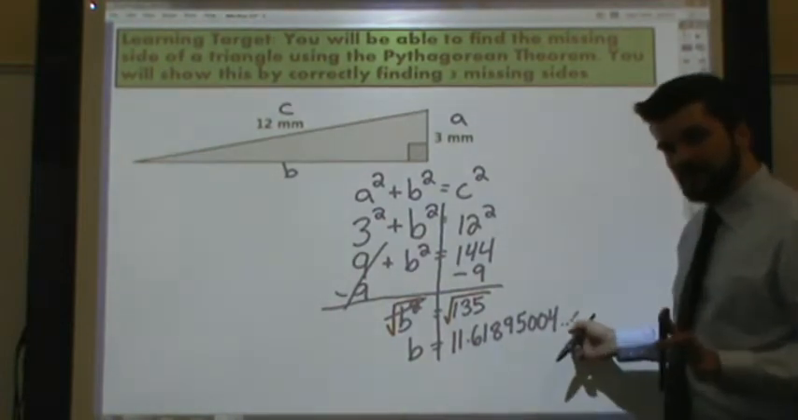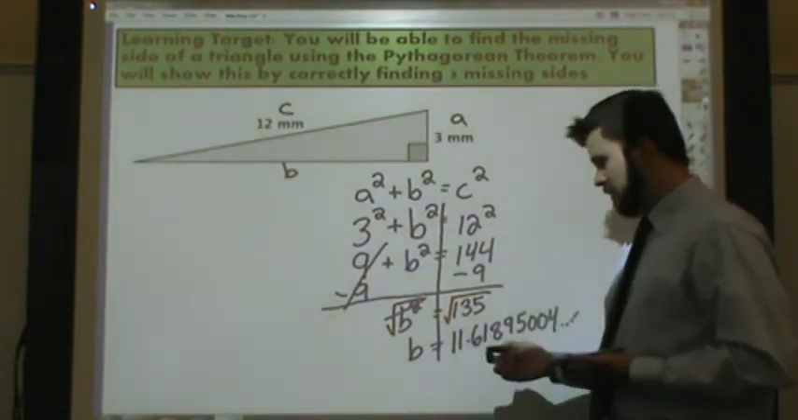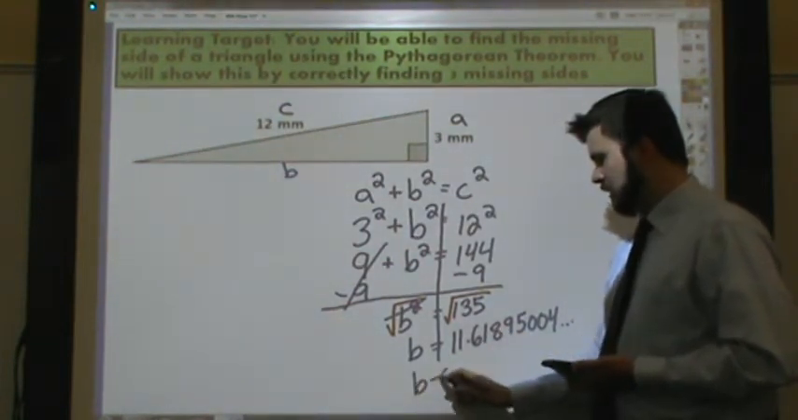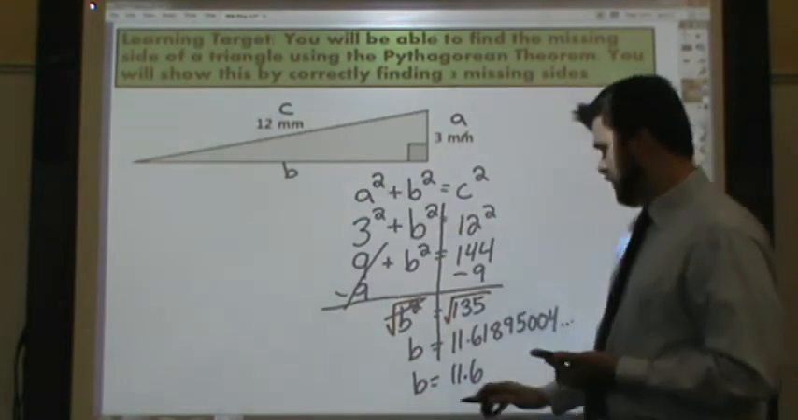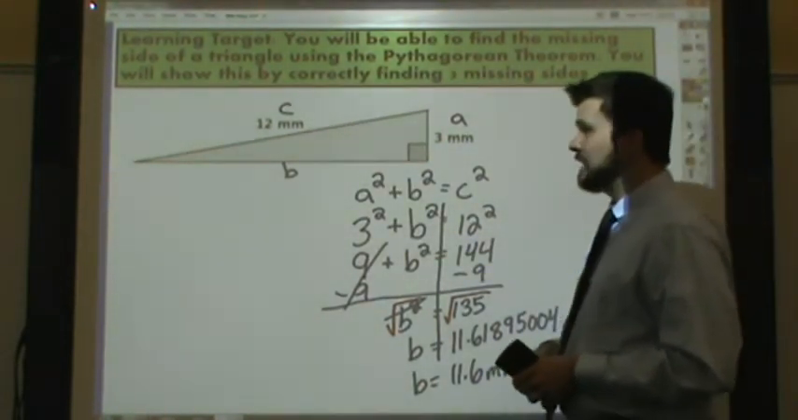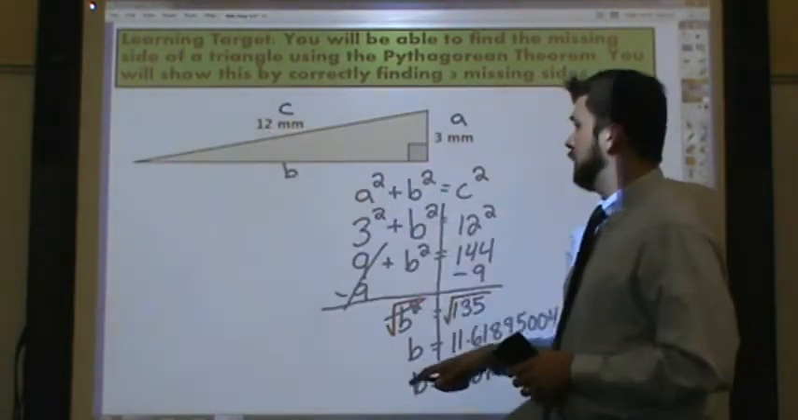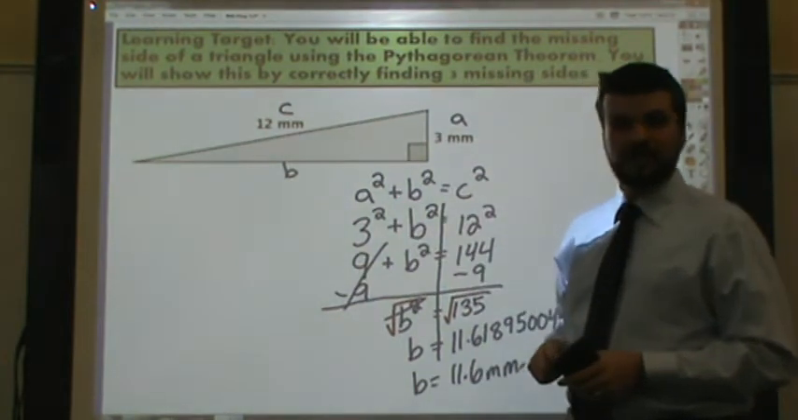This is everything that appears on the calculator. But to be a reasonable answer, I'd probably want to round it off. So let's call it 11.6. And then I want to use my units, the millimeters. And then I just want to check to make sure that both a and b are smaller than the 12. So 3 and 11.6 are both smaller than 12, so that checks.